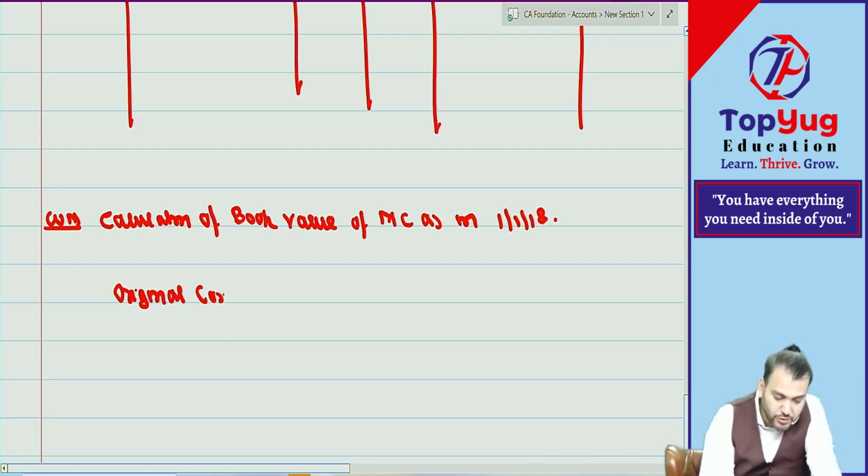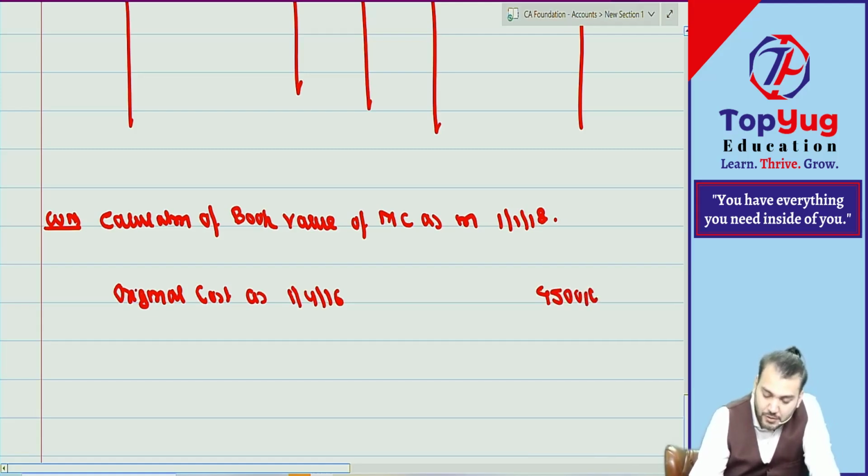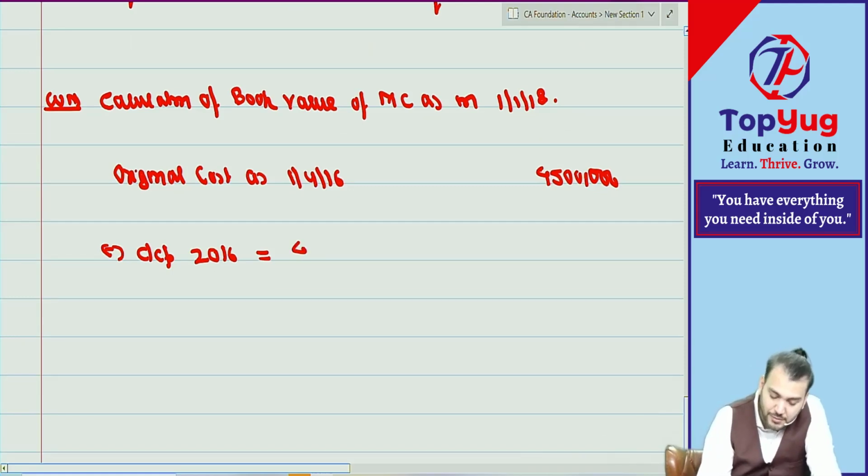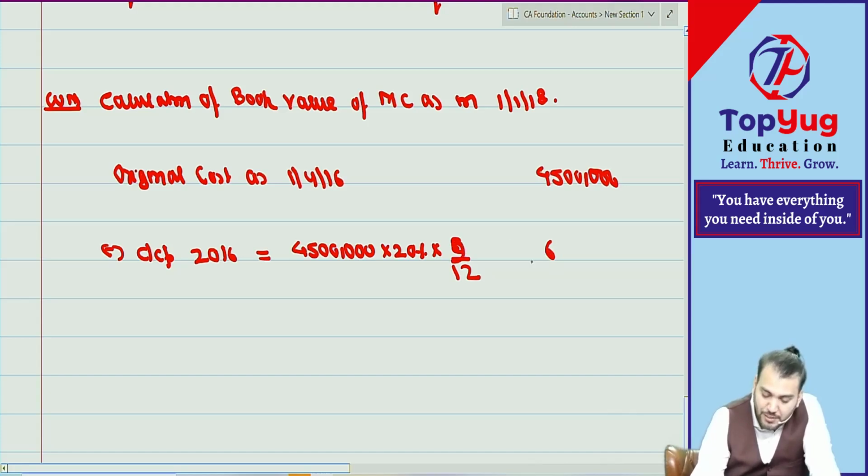What was the original cost as on which date? 1/4/2016. It was 45 lakh. So first we'll charge depreciation for which year? Depreciation of 2016 for how many months? It is for 9 months, na. So 45 lakh into 20% into 9 by 12 is equal to what? 6,75,000.